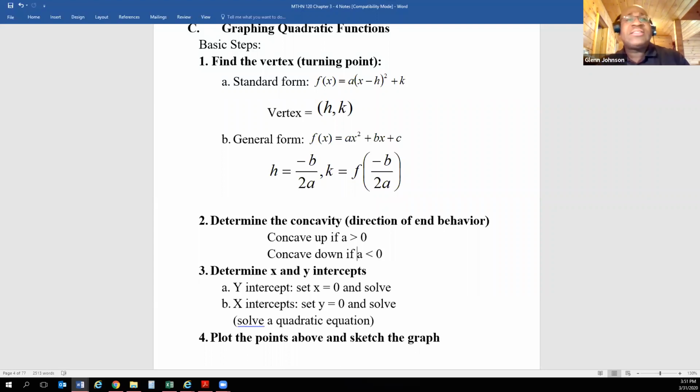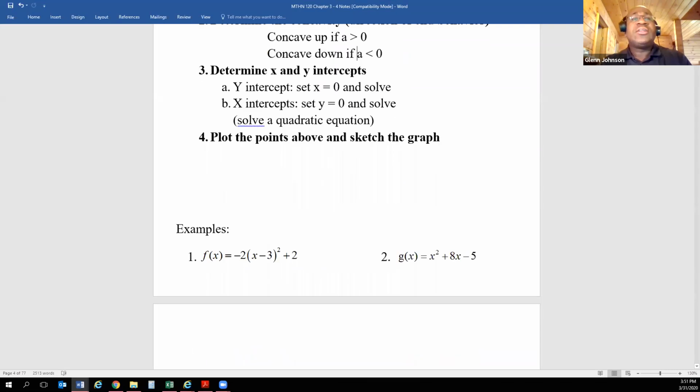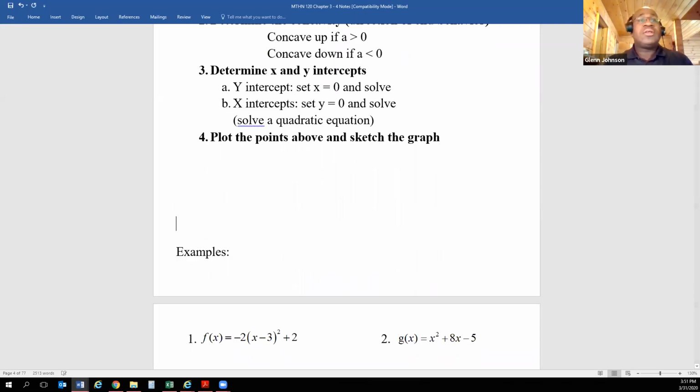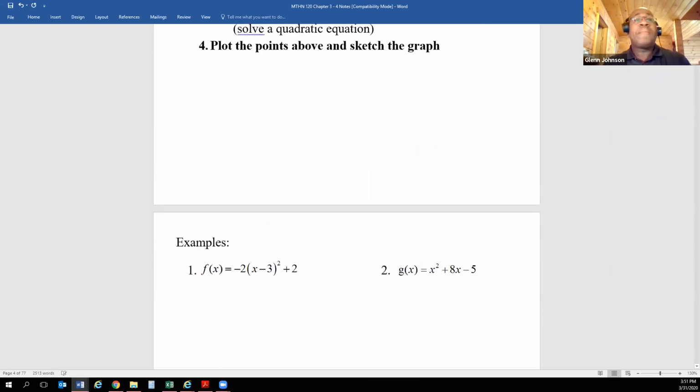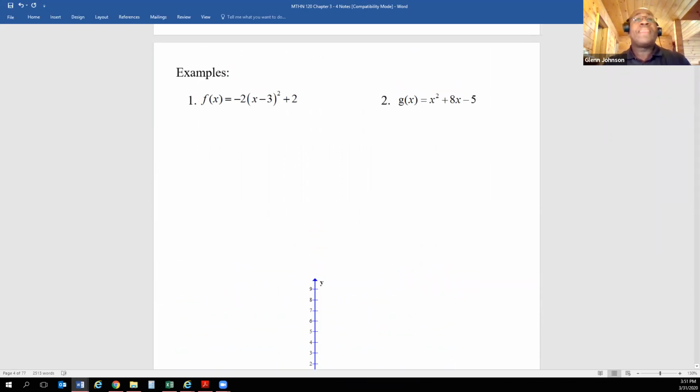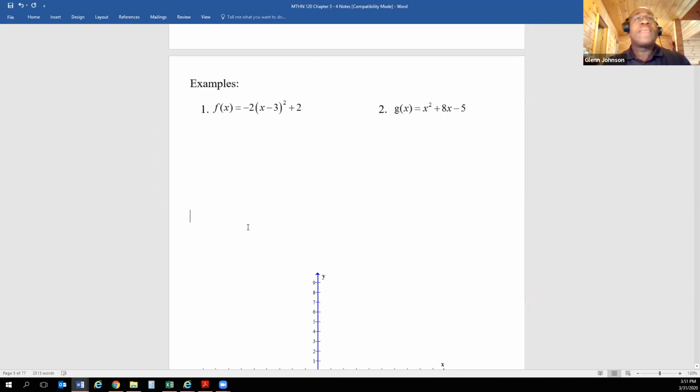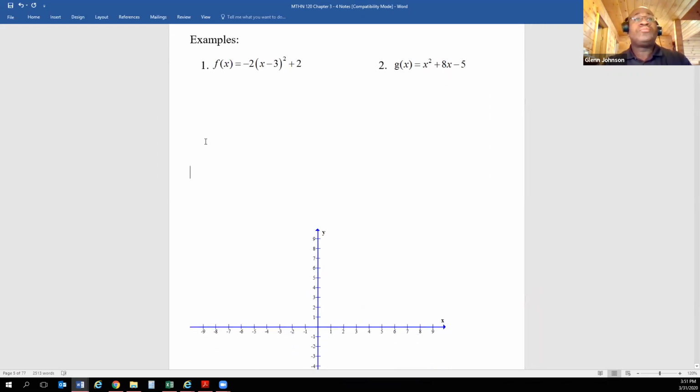So now let's go ahead and take a look at a couple of examples. And I'll put this on the next screen here. So we'll start with the first example. Here we have f of x equals -2 times x minus 3 squared plus 2.